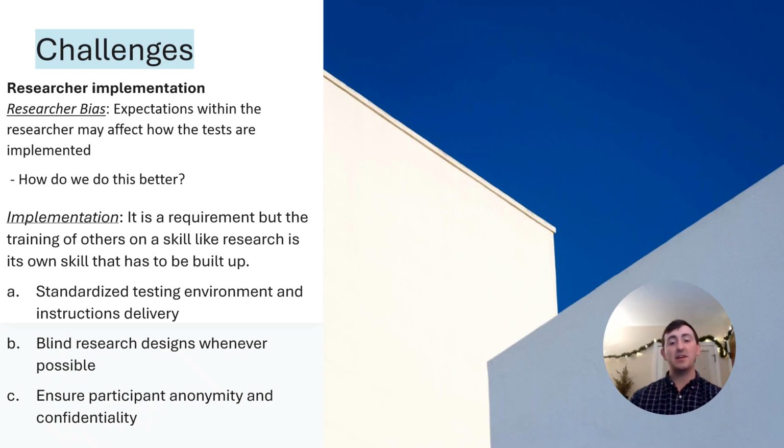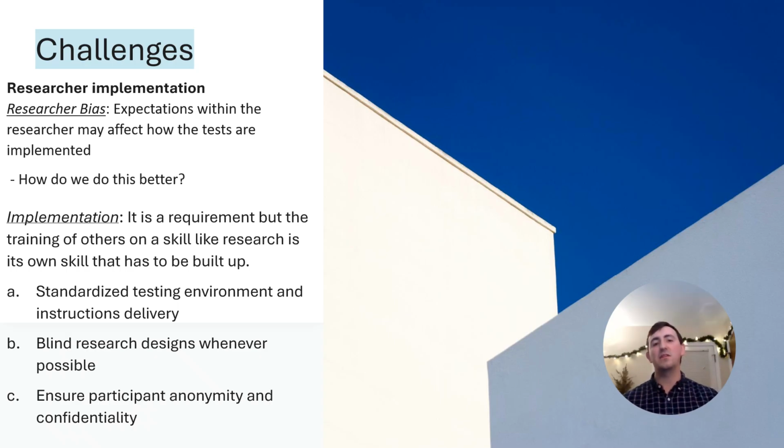Blind research designs whenever possible, right? We talked about in our research design a little while ago that blinds are when even the researcher doesn't know what treatment the participants are getting. Random assignment also helps make sure that the researcher doesn't have a say in who gets what and who does what. And those blind research designs and those random assignments help a lot with mitigating researcher bias.